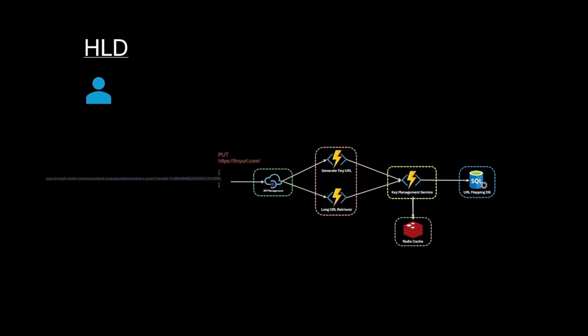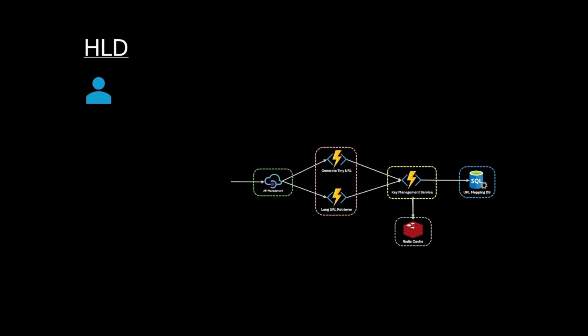A user is making a put call to API management, although we are not using API management, but in case you want to use API management in front of your Azure functions, you can use it. So API management further sends that URL to generate tiny URL, a put call. It's a kind of mapping of API management to generate tiny URL, right? That URL is passed on to generate tiny URL, and then further generate tiny URL is passing on that URL to key management service. I think the animation is visible.